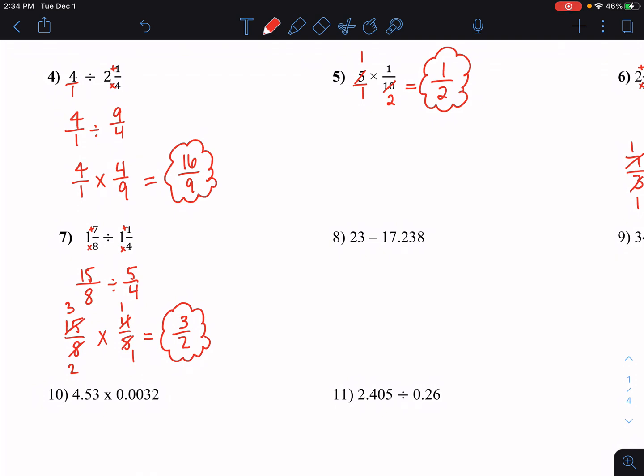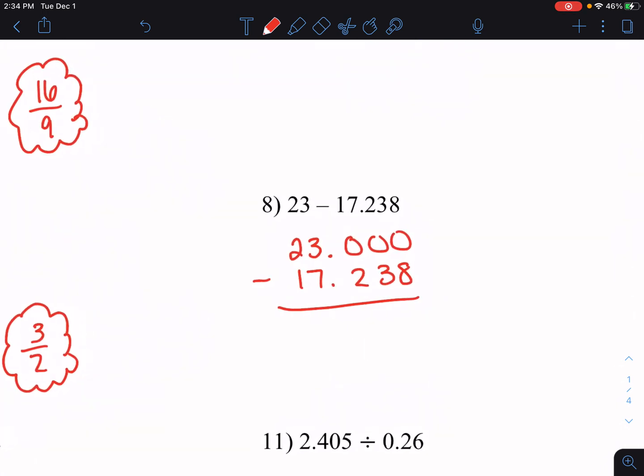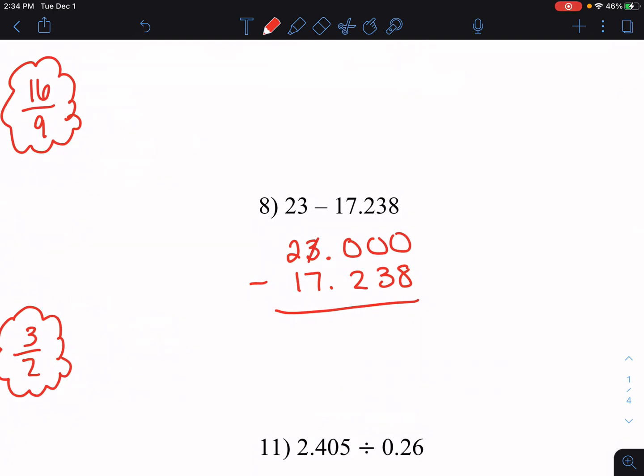For number 8, we are going to be subtracting decimals. So I'm going to rewrite this as 23.000 minus 17.238. This one we've got some borrowing to do. So 2, this becomes a 9, this becomes a 9, and this becomes a 10. 10 minus 8 is 2, 9 minus 3 is 6, 9 minus 2 is 7.